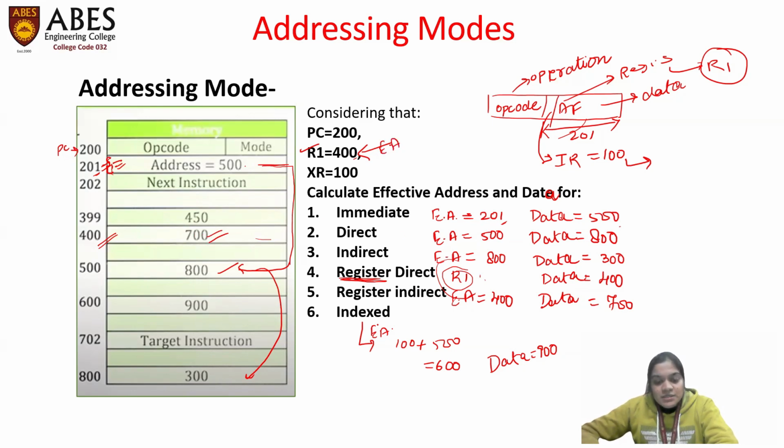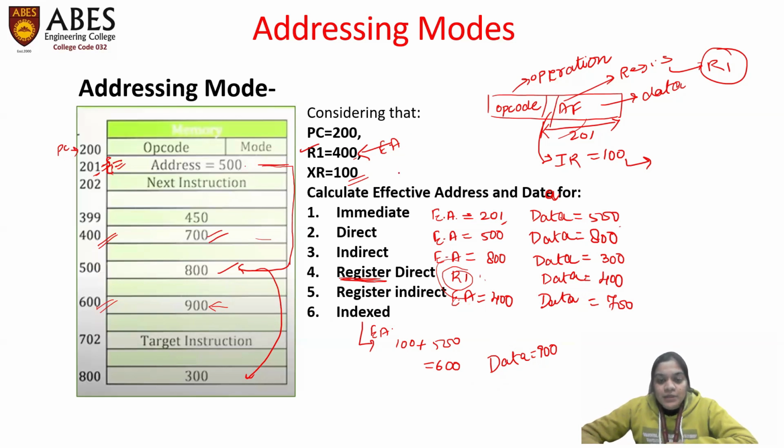In case of indexed addressing mode, you will be provided with some index register value which is added with the address field value, and then you will get the effective address where the data is stored. So effective address in this scenario is 100 plus 500, which is equal to 600. At the location 600, you have the value 900. So this is the data. Now let me make you understand a few more things.